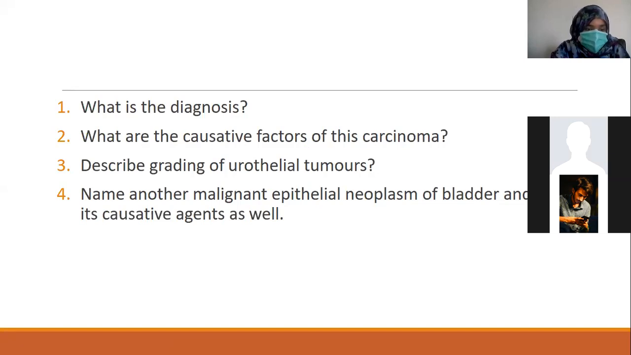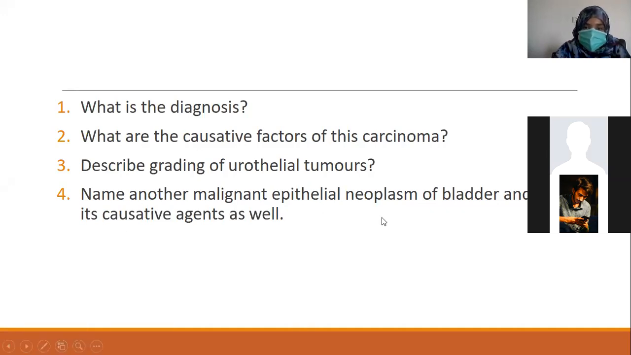So describe grading of urothelial tumors. Because this grading is given in your Big Robbins, you can see it from there. This is the WHO classification, and it is classified as urothelial papilloma, urothelial neoplasm of low malignant potential, papillary urothelial carcinoma low grade, and papillary urothelial carcinoma high grade. So these are the 4 WHO gradings of urothelial tumors.